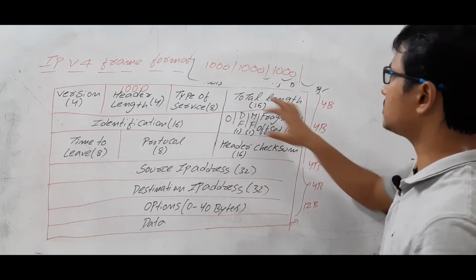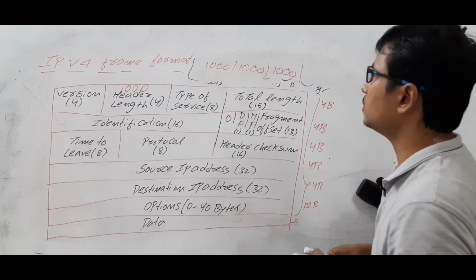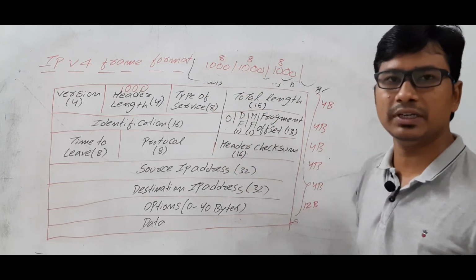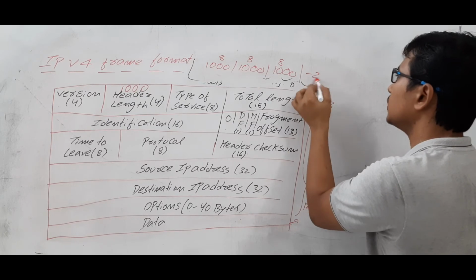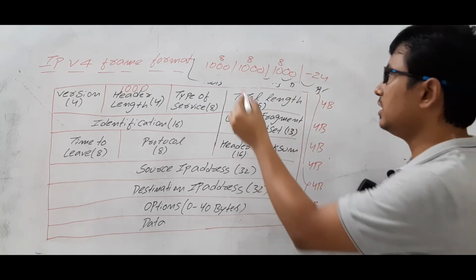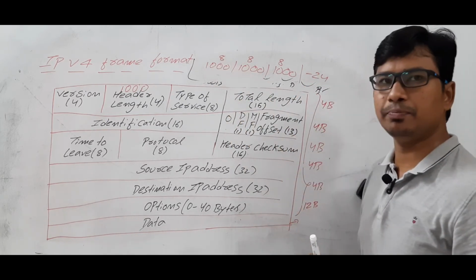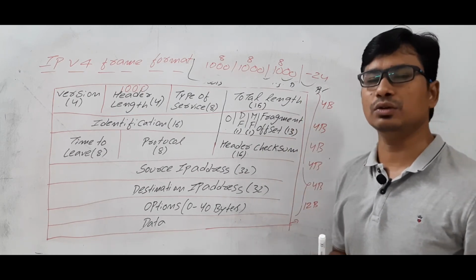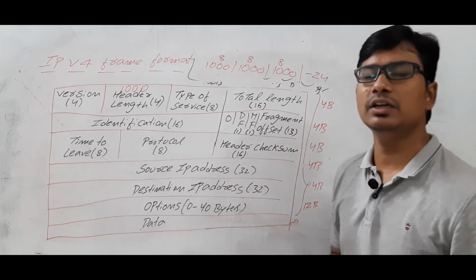So let me tell you simply, it is 8, 8, 8. So you make it 8 plus 8 plus 8. How much will it be? 24. So you will keep minus 24. At the receiver, he will perform the addition of 8, 8, 8 and also 24. Then what value will he get? 0. Then the receiver will understand that there are no errors.